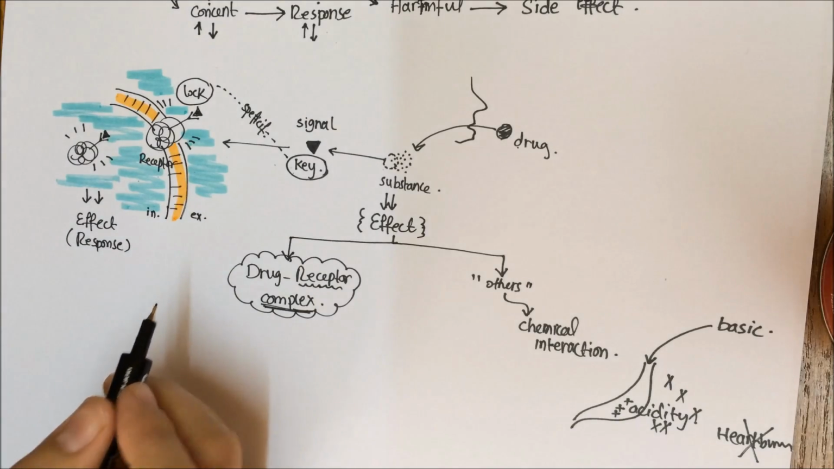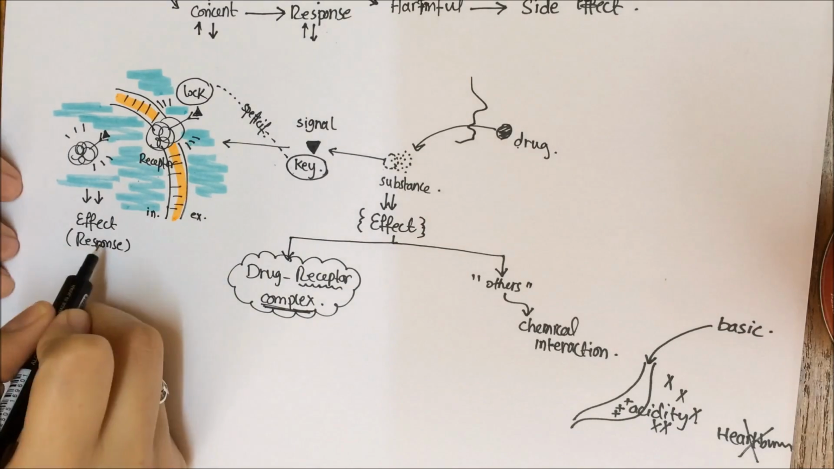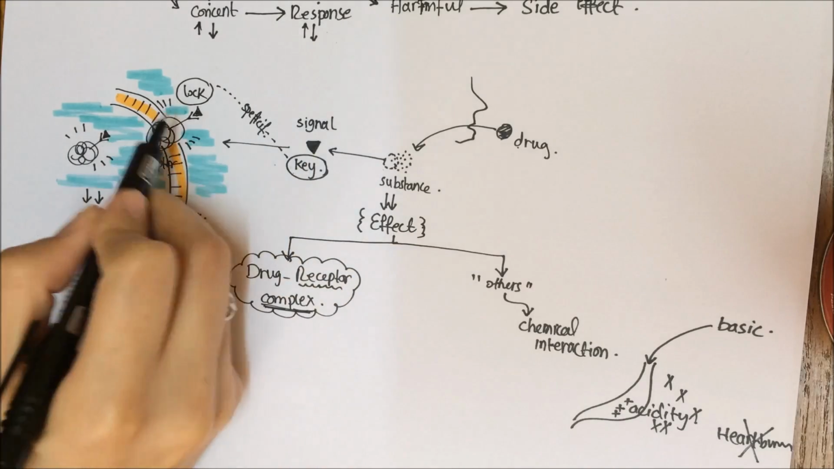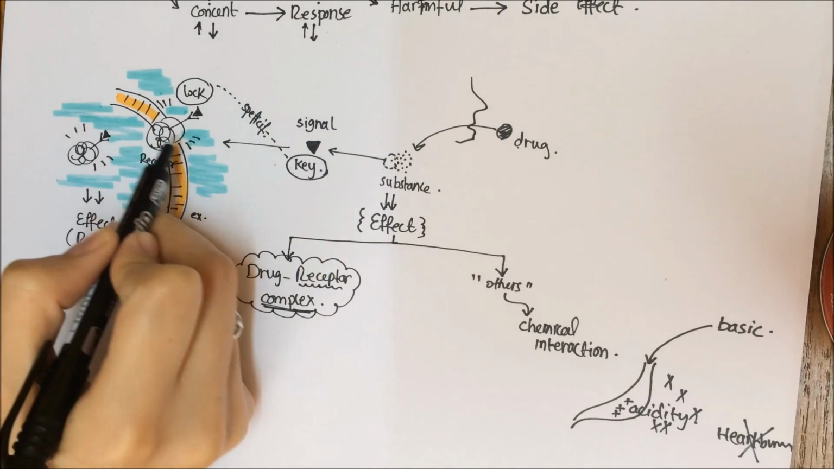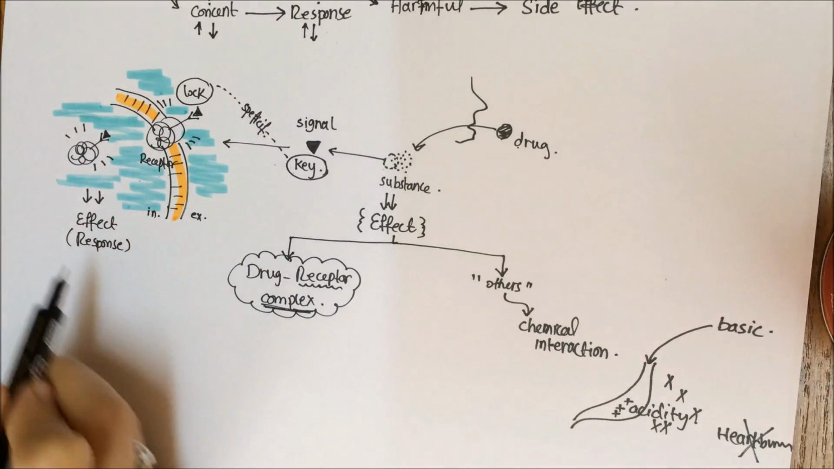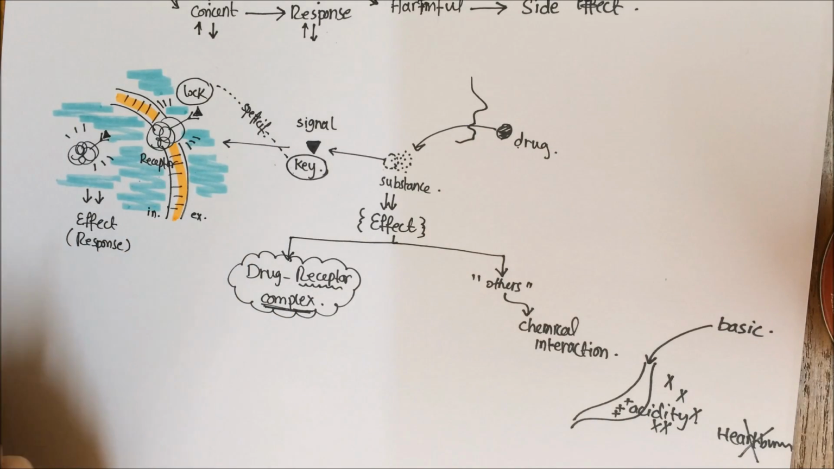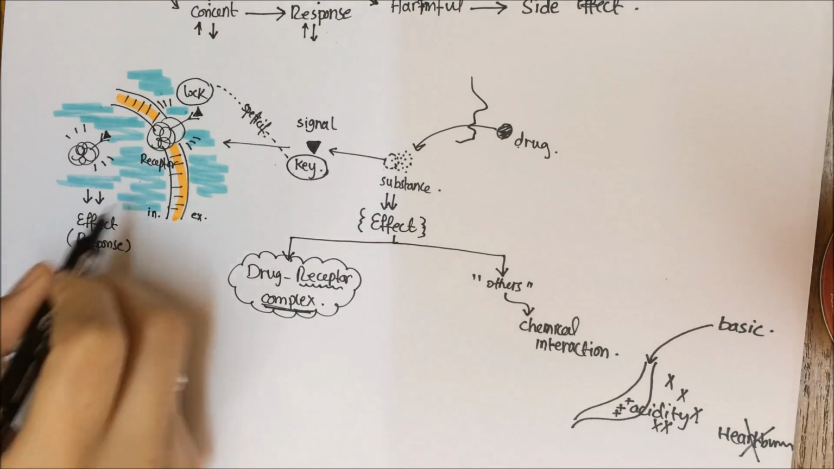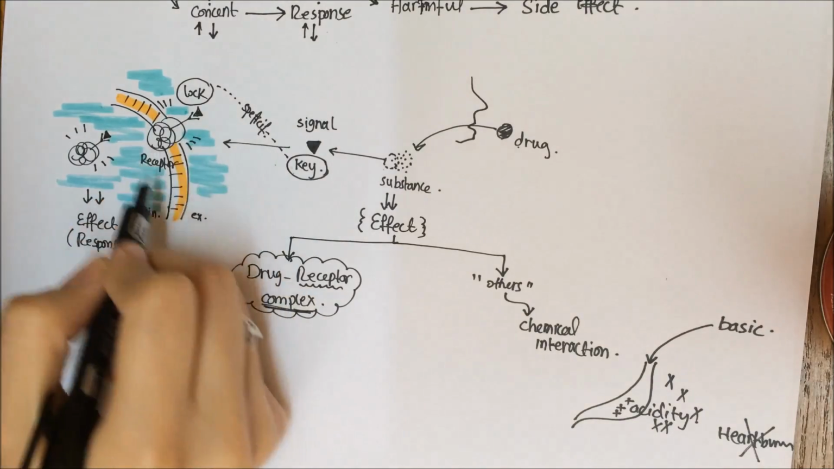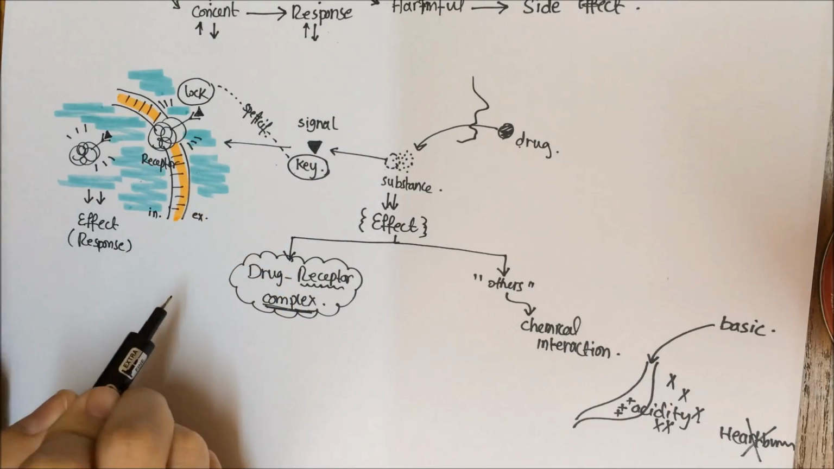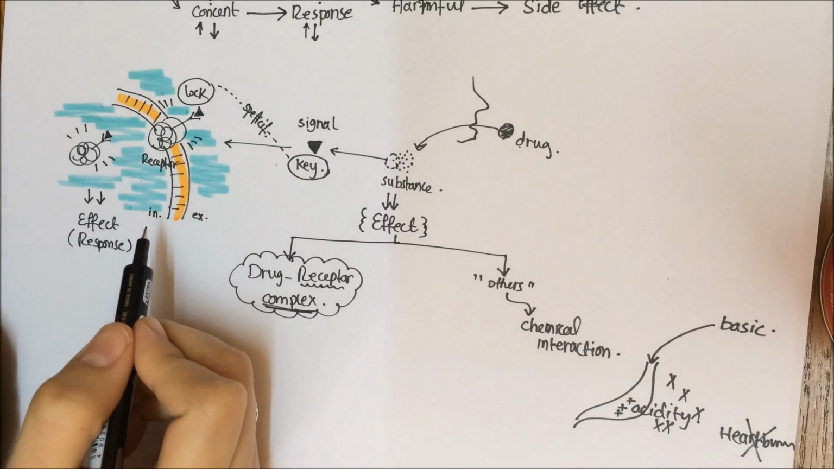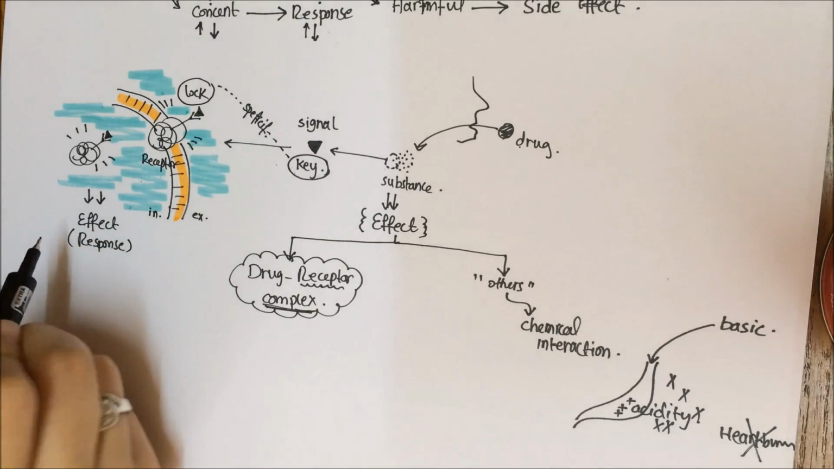Okay, now the third thing is that when this signal, this key, is bound to this receptor, we've got the complex, there should always be a response, an effect, a change. Okay, so the cell before and after the binding is never the same. There should always be a response or an effect or a change on this cell.